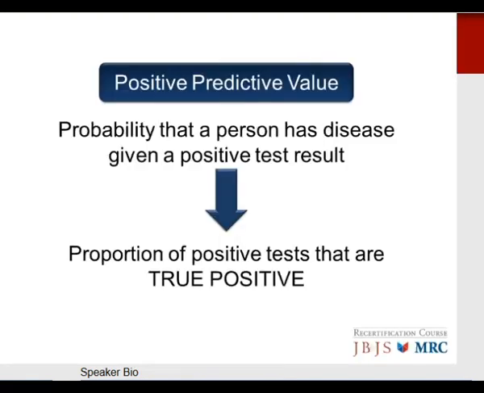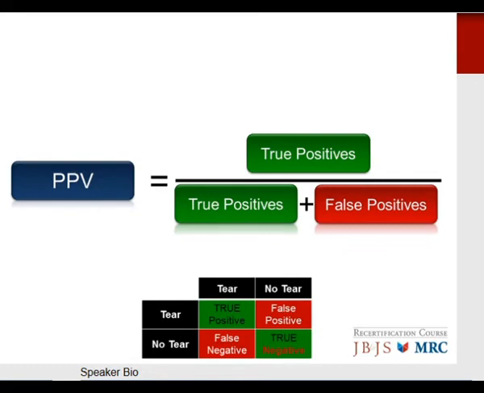Positive predictive value is how likely is it that a person has a disease given a positive test result. Or it's the proportion of positive tests that are truly positive. So here's an interesting issue. We only care about the positive tests here, and that's how we're going to calculate it out. Again, we'll start with the true positives on top. Again, we'll have the true positives on the bottom. And rather than the diametric opposite, we just have false positives.